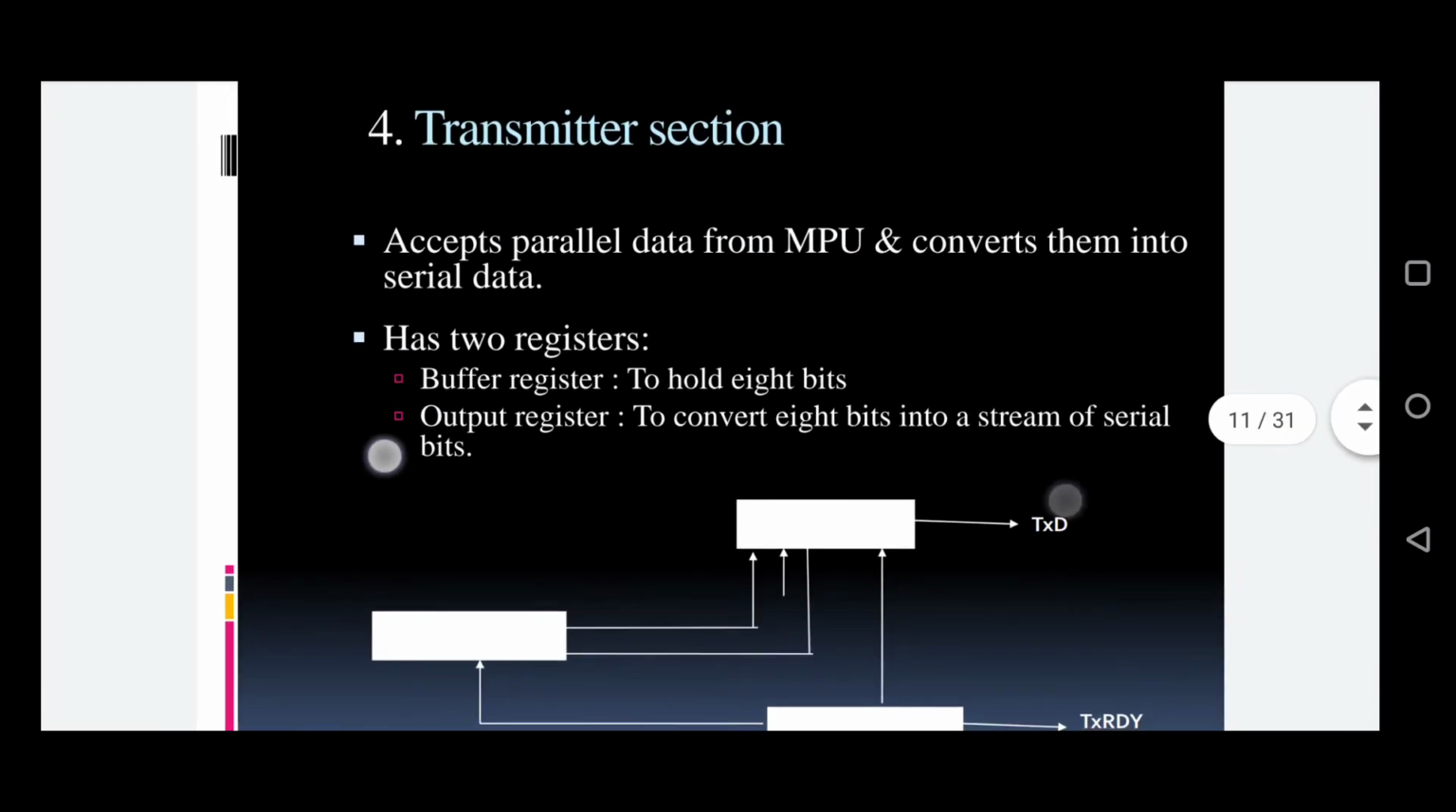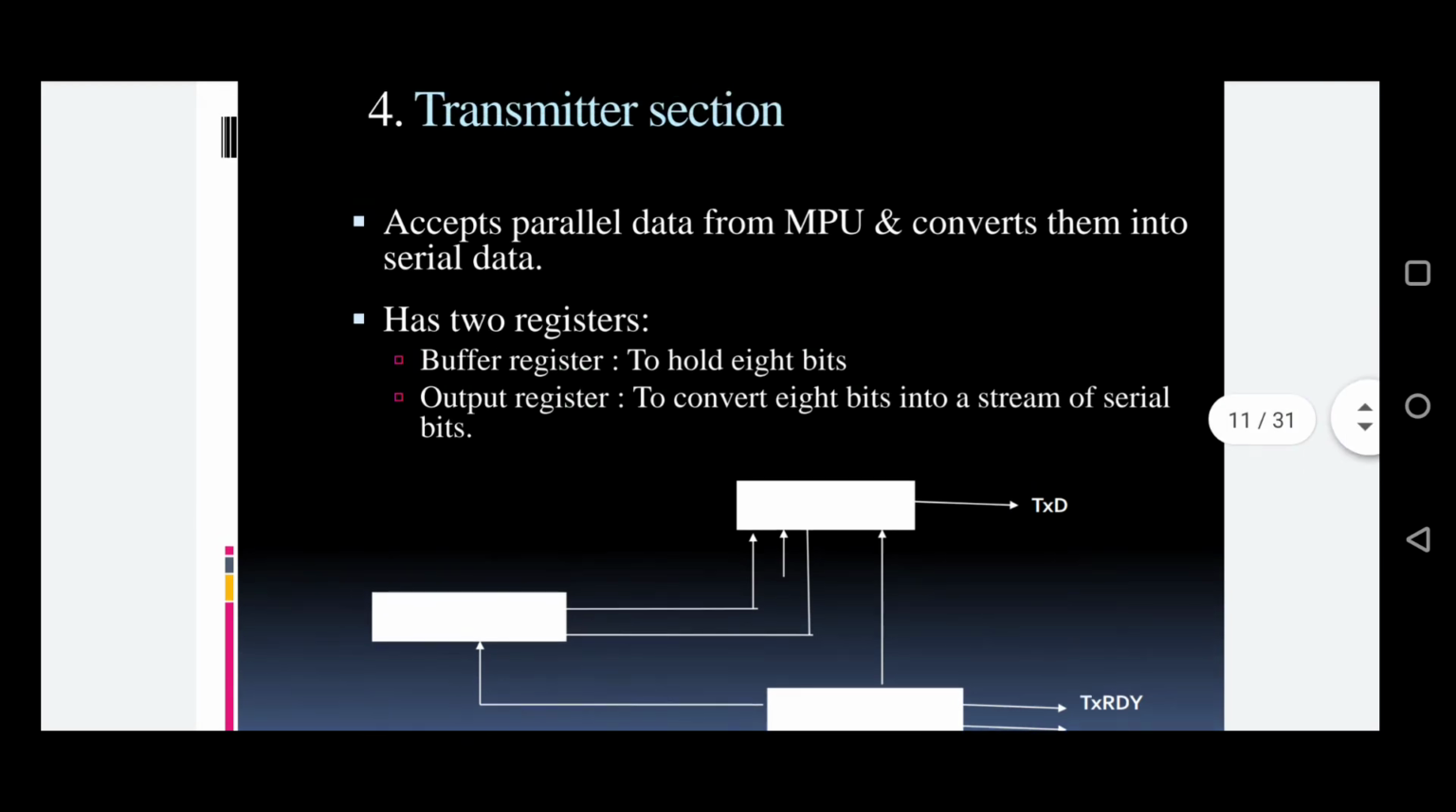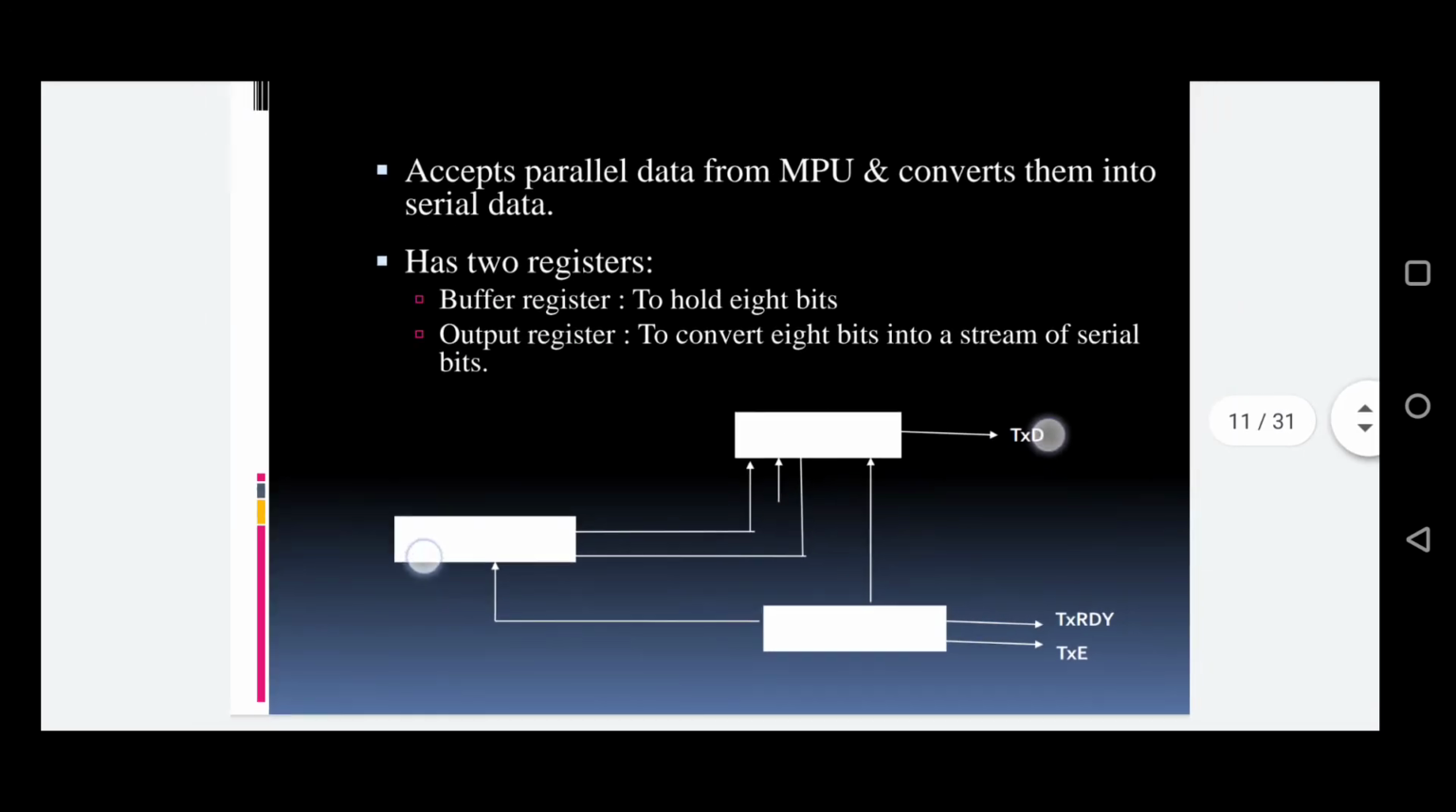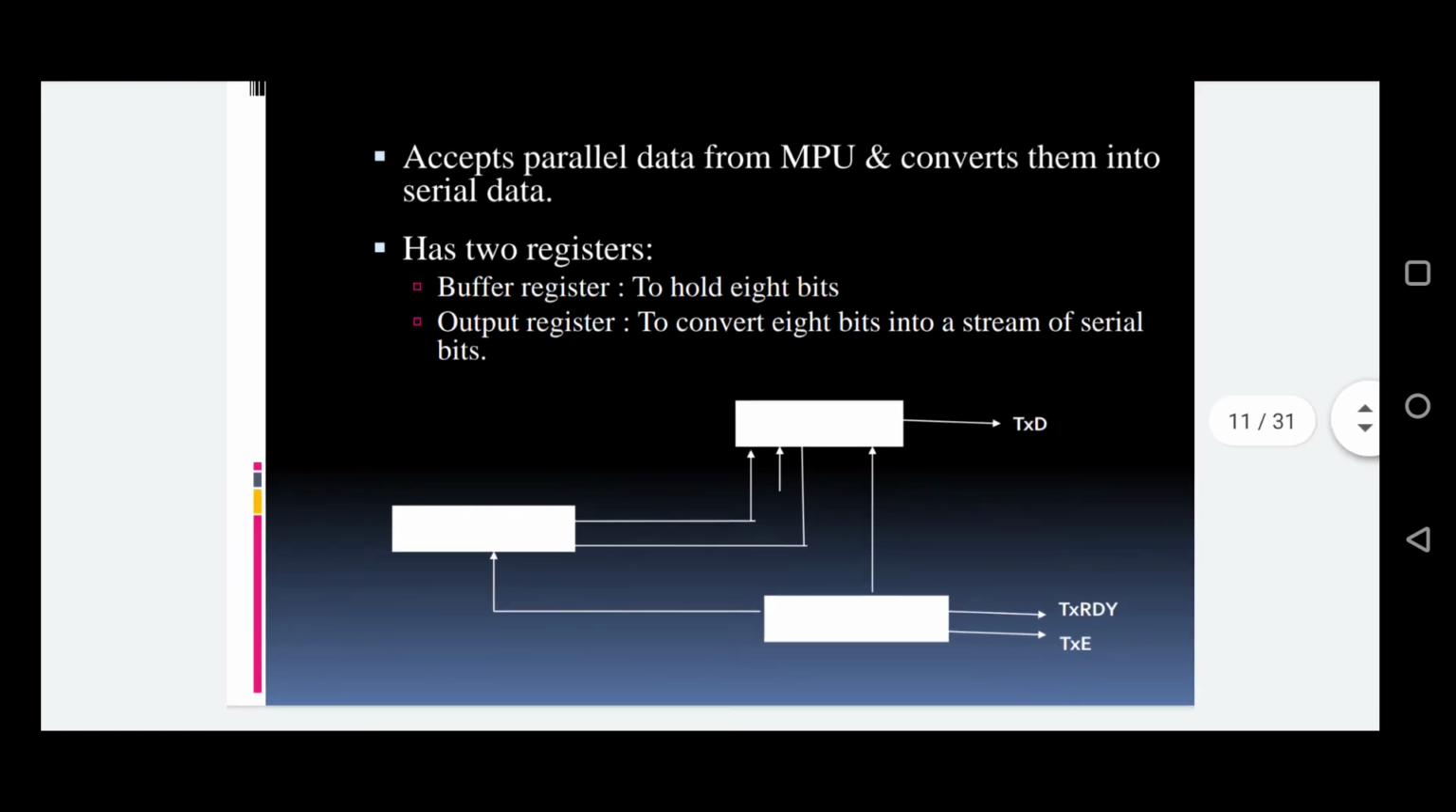And here, this is the transmitter section. The transmitter section has three signals: transmit data, transmitter ready, and transmitter empty. This section does the parallel to serial conversion. It accepts the parallel data from the microprocessor and converts it into serial data. It has two different types of register: the buffer register and the output register. The buffer register stores the 8-bit value, and the output register stores the final converted value, that is the serial data values.